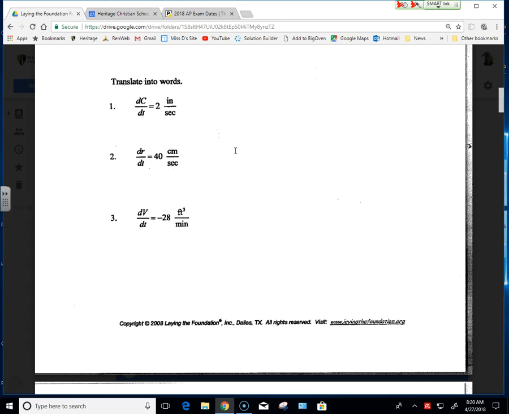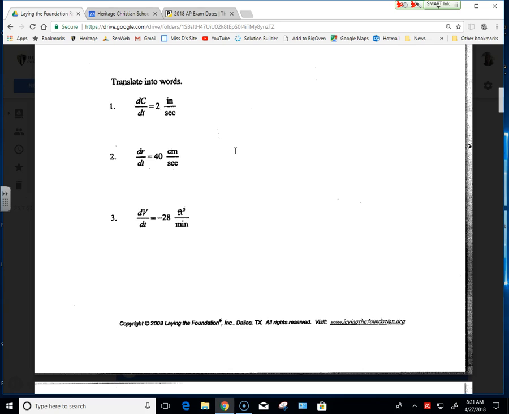How about number 2? The radius is increasing at a rate of 40 centimeters per second. How about number 3? The volume, now careful, is decreasing at a rate of? Good. Don't say negative. You already said decreasing. So the volume is decreasing at a rate of 28 feet cubed per minute. Why am I saying this?